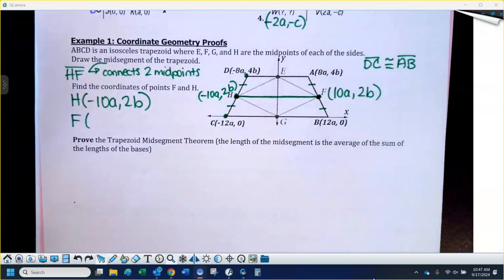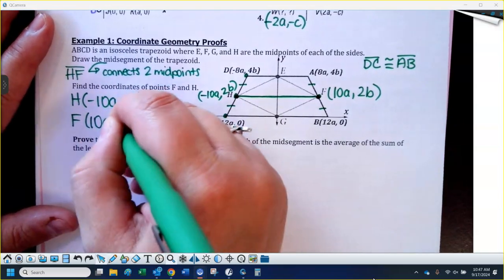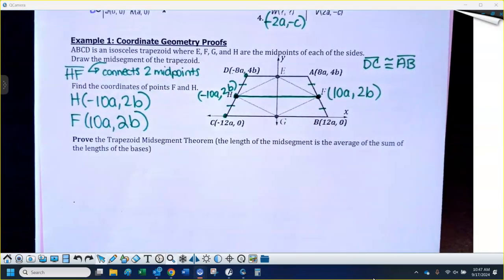All right, my dear. Let's see. This is going to be 10a, 2b. All right, is anybody having a question? It's not terrible to do.